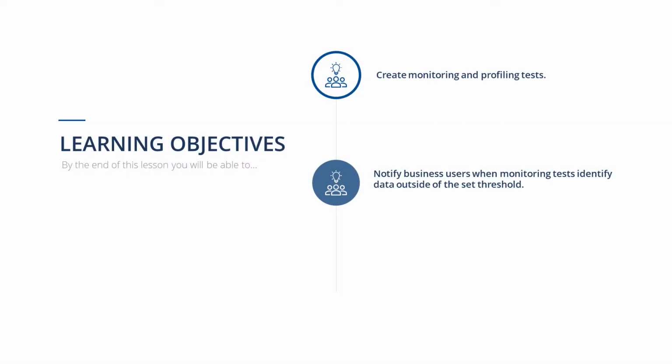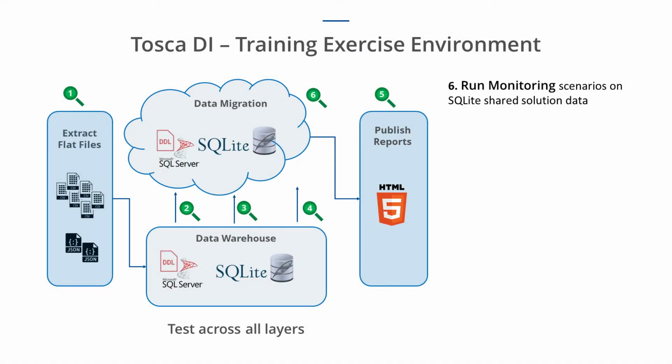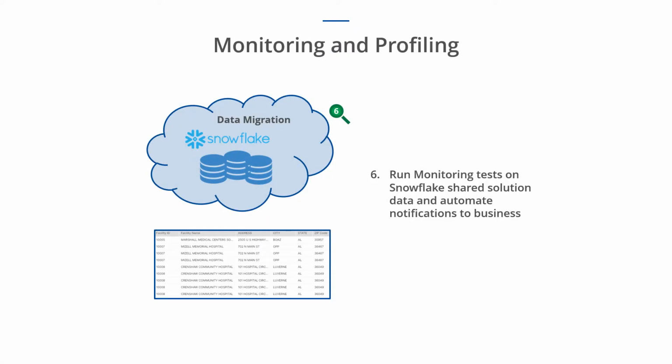In this lesson, you will learn how we can run profile and monitoring tests and notify users when issues occur and SLAs are not met. When data and performance deviates from the expected behavior, it is important to notify the data team as soon as possible. Tosca DI is set up to run in test environments to check validations and business logic in different layers.